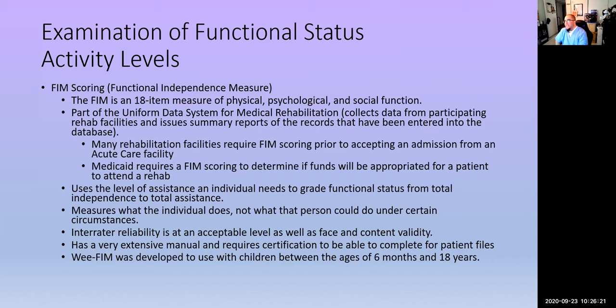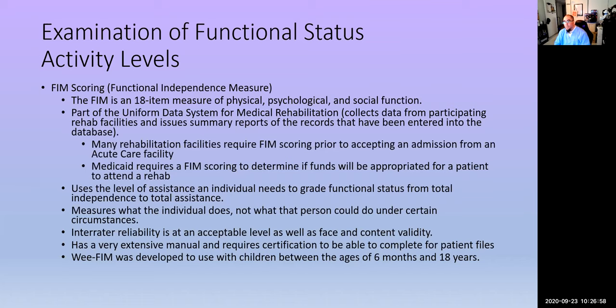The FIM is an 18-point measure of physical, psychological, and social function. That means there are 18 things we have to complete, as part of the UDS for medical rehab for Medicare. So it collects this data to help us determine what needs to be done with the patient. Most rehab facilities require a FIM prior to coming in, because if they don't have that FIM, they can't get authorization for the patient for rehab. So they're going to require the hospital to do a FIM, and then they're going to do another FIM when the patient comes in, comparing that.